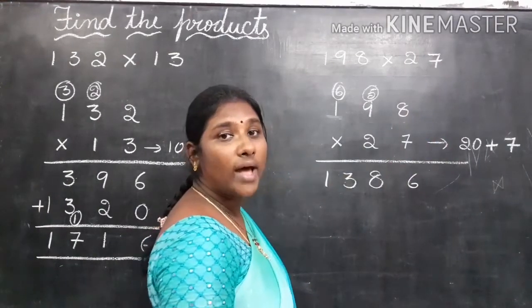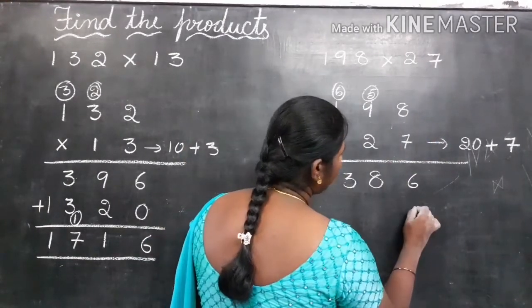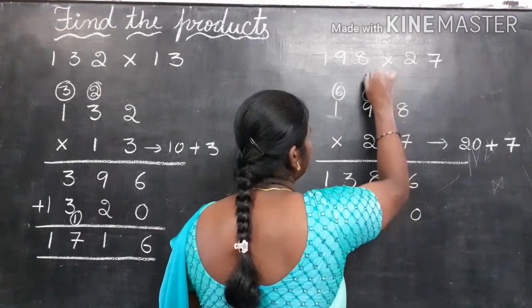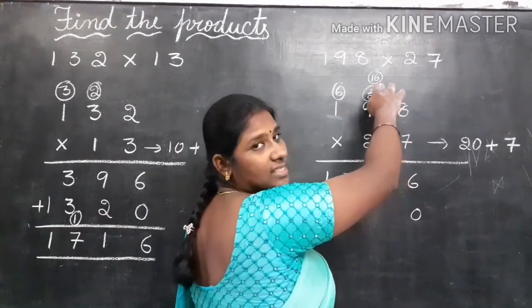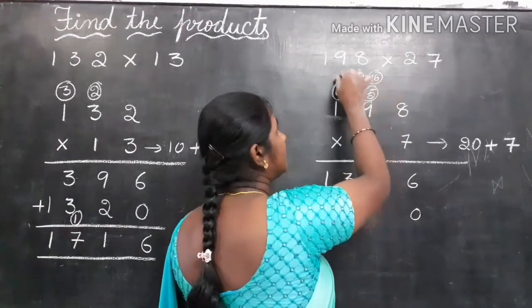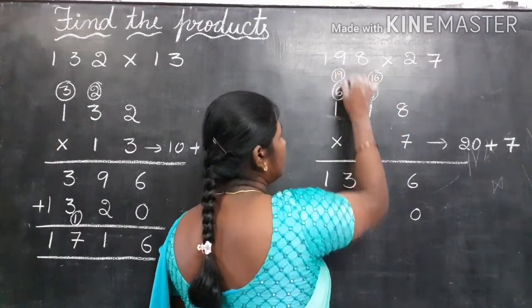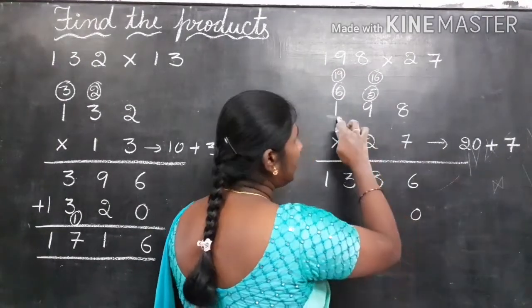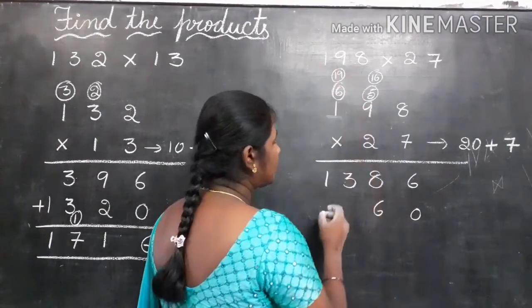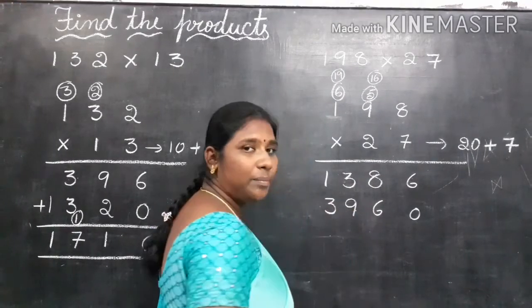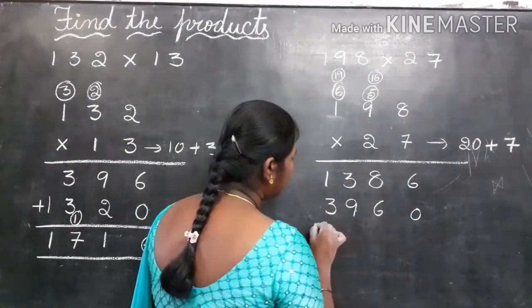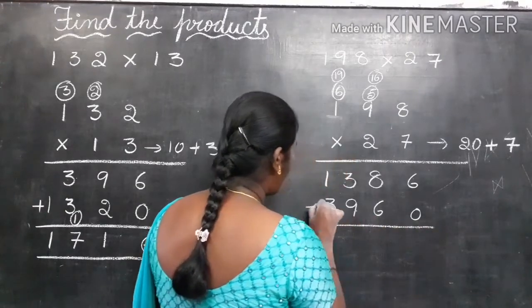2 eights are 16, so 160. So 0 here, 16 here. 2 nines are 18, so 180. 180 plus 16, 196. So 19 here, 6 here. 2 ones are 2, so 20. 20 plus 19, 39. Now we have to do the addition.